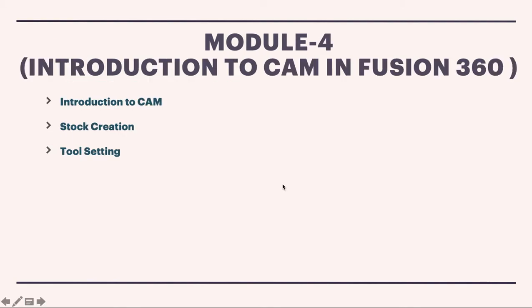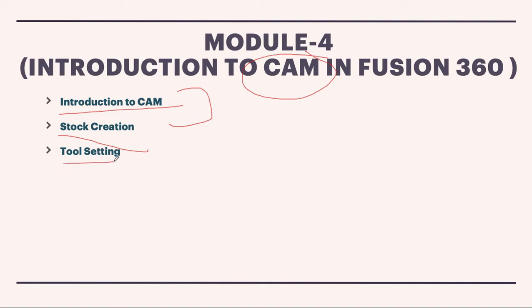In module 4, we will be introducing the CAM feature in Fusion 360. Firstly, we will learn about the introduction part in the CAM, and how we can generate the CNC programming in Fusion 360. We will also be going through what is reverse engineering. Then we will come to the stock creation, for example, what the different stock sizes are. Then finally we will be looking to learn about the tool setting.